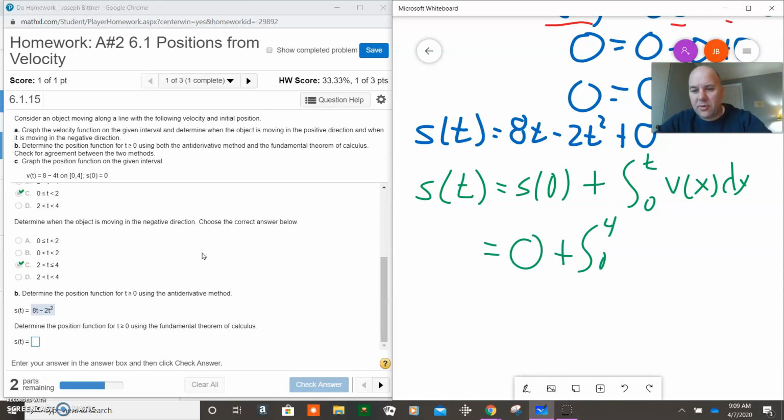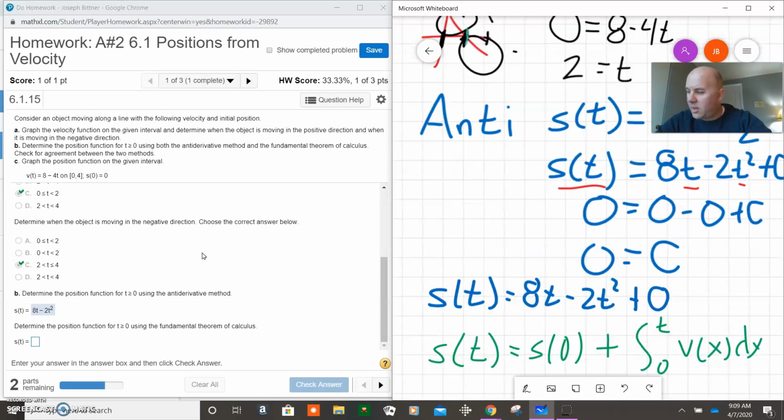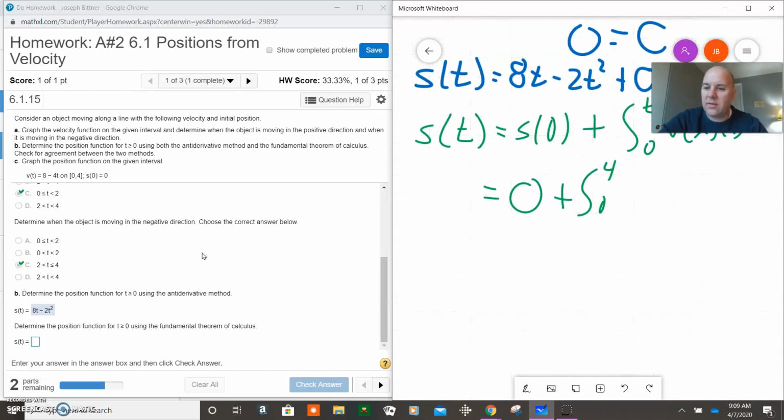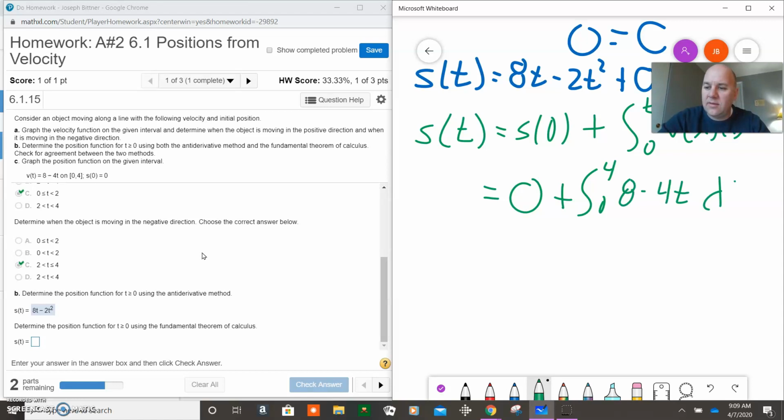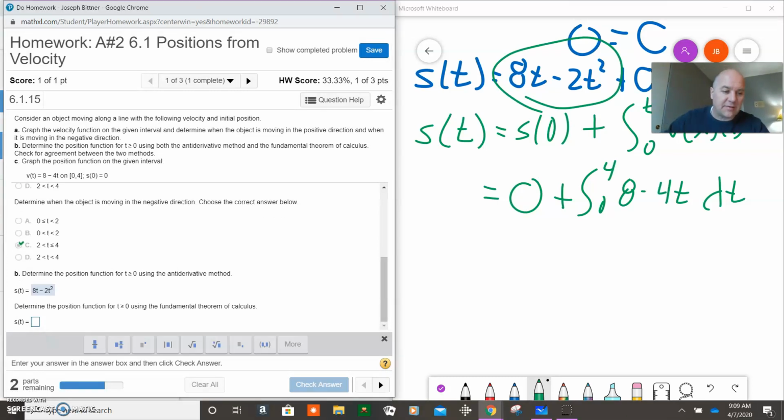oh dang, I forgot what the equation was again. 8 minus 4t. Let me go back to my pen. 8 minus 4t dt, and then we just have to take the antiderivative. But guess what the answer is going to end up to be? The exact same thing. So nothing really changes on this.